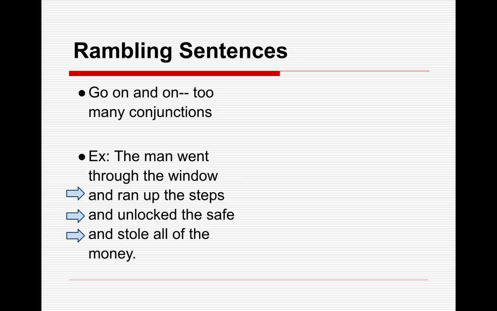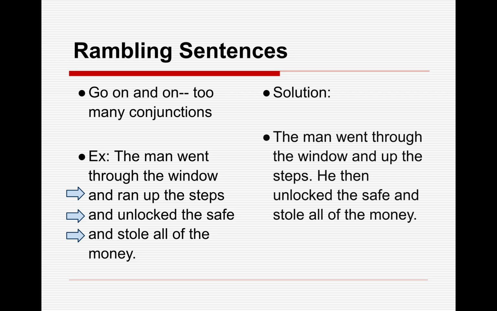Okay? So, a good way to fix this would be to do something like this. The man went through the window and up the steps, period. He then unlocked the safe and stole all of the money. Period. Okay? A little simpler. You have the man in the first one doing 2 things, going through the window and going up the steps. And then you start again with he, which we'll talk about in indefinite reference later. He then unlocked the safe and stole all the money. 2 things going on in that sentence. Perfectly fine. Okay?